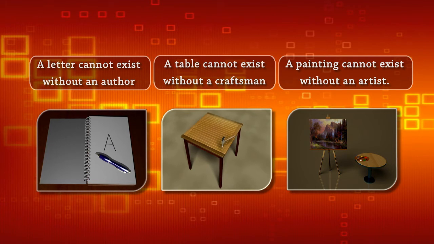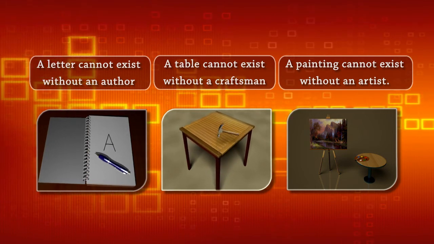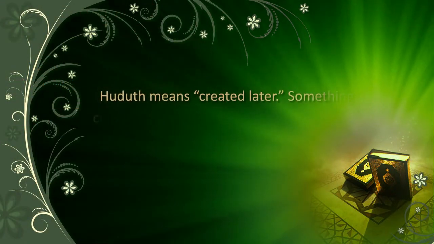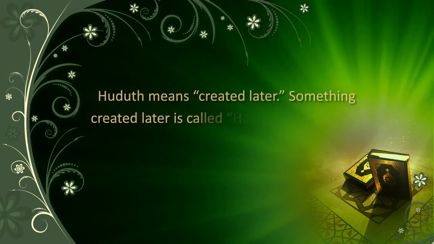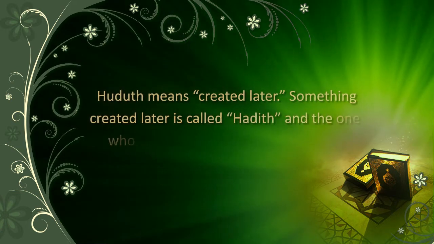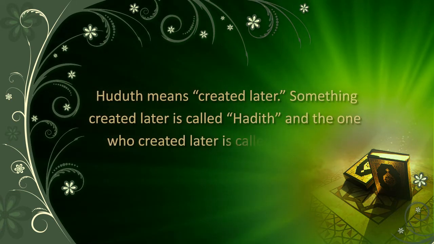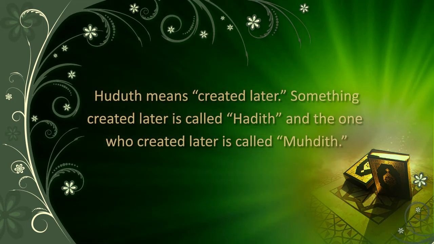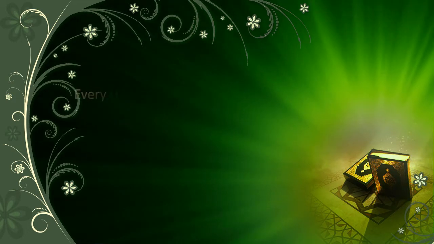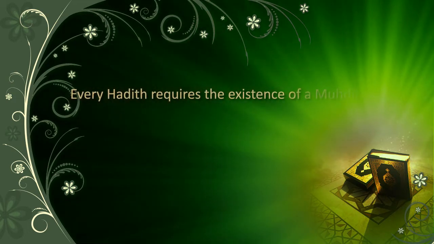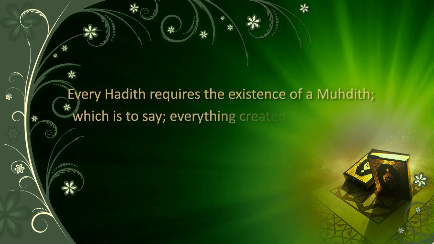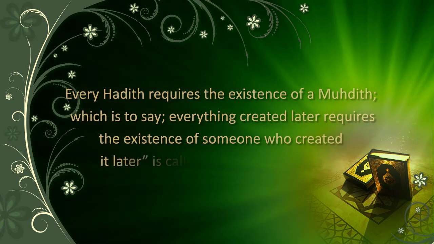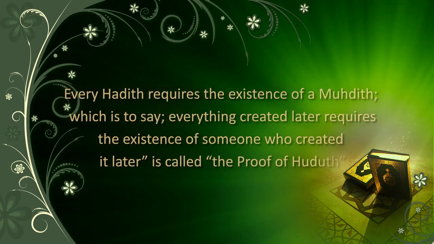This truth is called the Proof of Huduth. Huduth means created later. Something created later is called Huduth, and the one who created later is called Mudith. And the fact that every Huduth requires the existence of a Mudith, which is to say, everything created later requires the existence of someone who created it later, is called the Proof of Huduth.